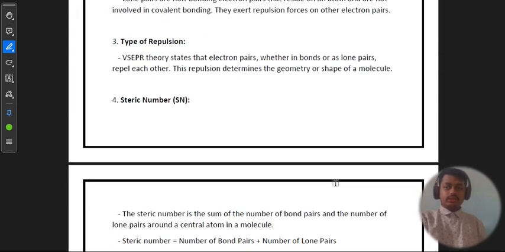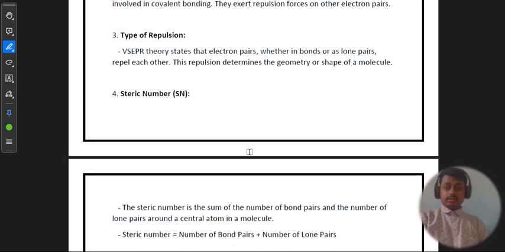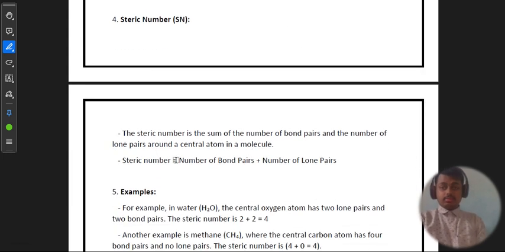Now the next question is, what is steric number? If we understand the concept of lone pair and bond pair very well, we can now predict shape using the steric number. What is a steric number? Steric number is nothing fancy but the summation of the number of lone pairs plus the number of bond pairs.